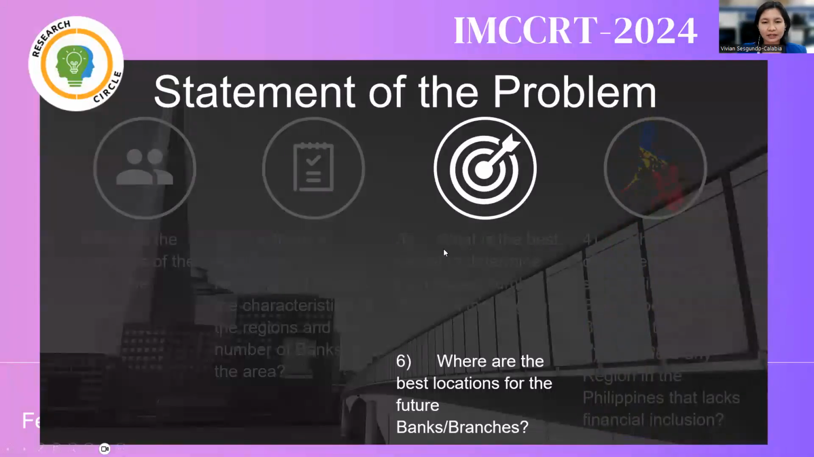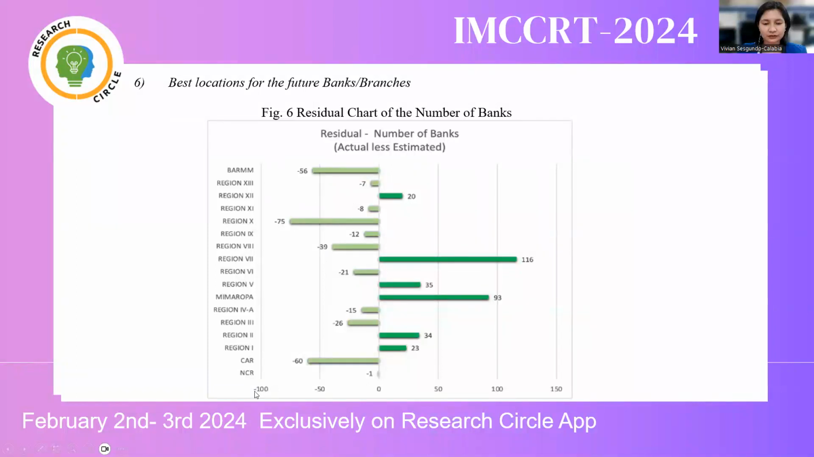Then we can say that these regions need, or are the best locations for, future banks or branches. So if the investors or the government want to put up or establish another office or branch, they may consider the following regions. Specifically Region 10, BARMM, and CAR.